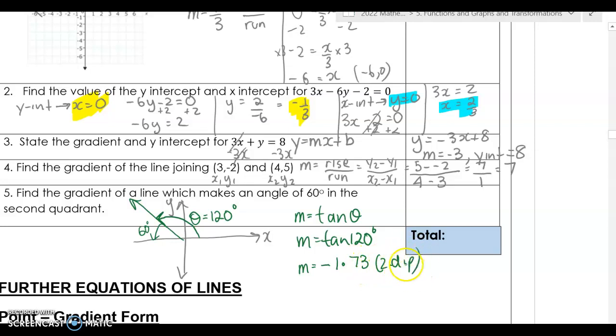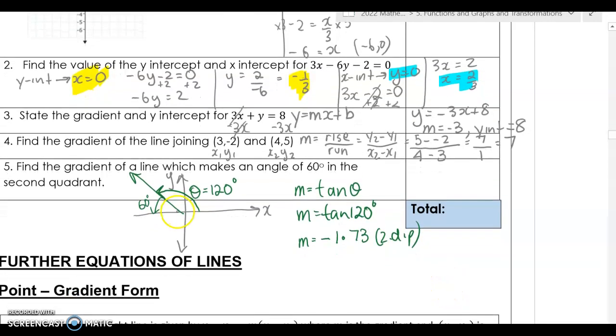Now, that makes sense if you have a look at our line over here. It's sloping in the negative direction. But also, if you think back to our trig topic, all stations to central, we're looking at tan of an angle, and tan in that second quadrant is negative. And we've got a negative value, which is what we want. So that's also showing that our topics are really starting to overlap here.